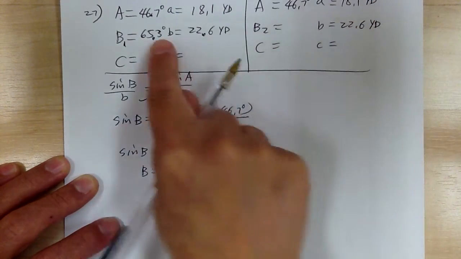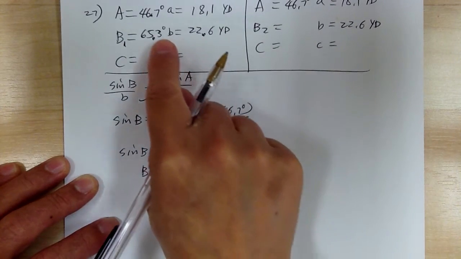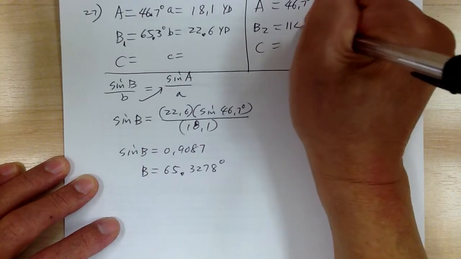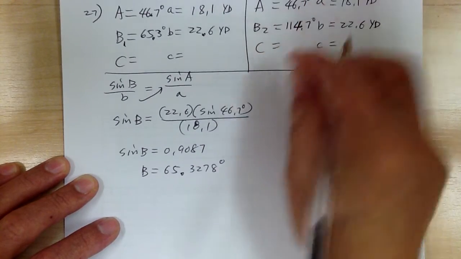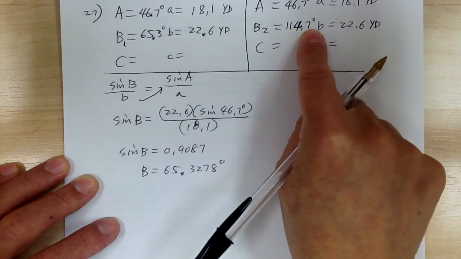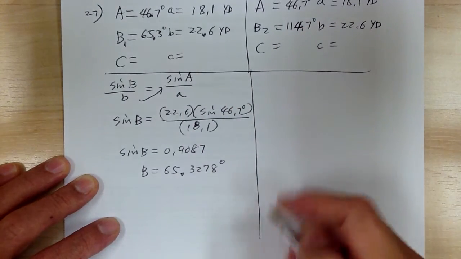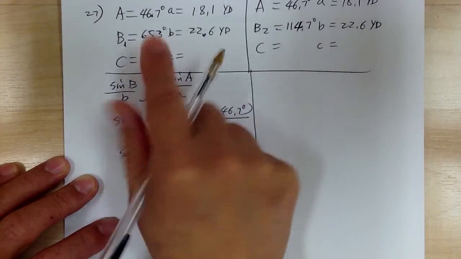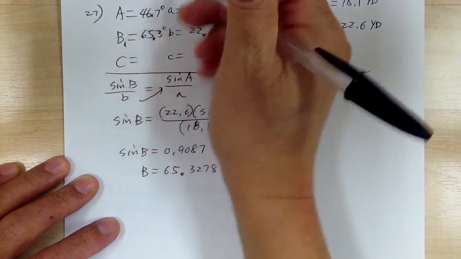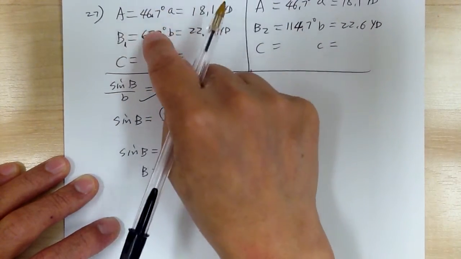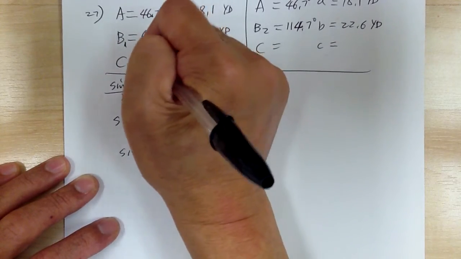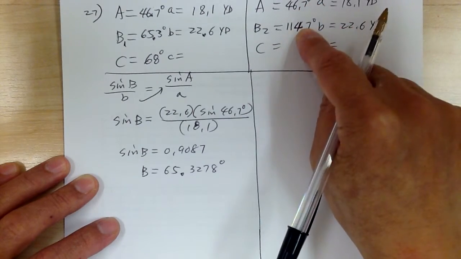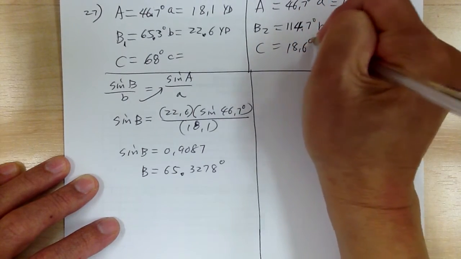Now for the B2, these are supplementary angles. To get B2, you use 180 minus the 65.3. So you get 114.7 degrees. So now it's a matter of figuring out the rest of the information. Now to find angle C, since you already got two angles, use 180 minus angle A minus angle B, you get angle C of 68 degrees. Same thing over here, use 180 minus this, you get 18.6 degrees.